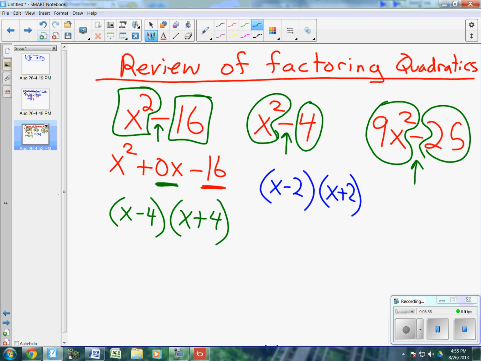And then this one over here, the square root of 9x squared is 3x. The square root of 25 is 5, so it's 3x minus 5 times 3x plus 5. And that's a difference of two squares. So look for those when you're doing this assignment, because you're going to have a few of them. Okay, so that's a review of factoring quadratics when it's a difference of two squares.